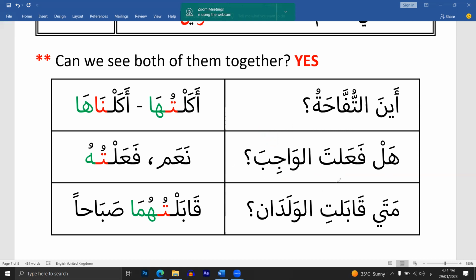Maybe the second person singular. Okay. Masculine, you are right. From here, te. We say te, if it has dhamma, it means it is replacing the pronoun I. If it has fatha, it means you for singular masculine. And if it's kasra, ti, fa'alti, feminine. Like here, the blue one, qabalti. Here is the T with kasra.